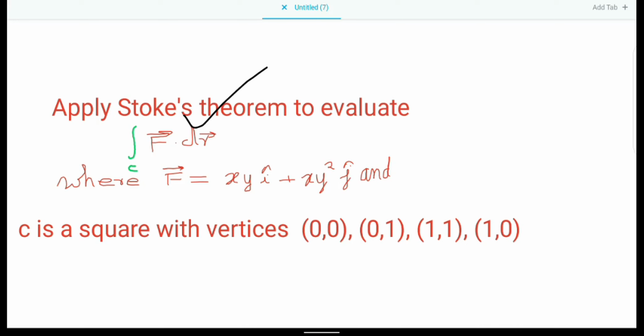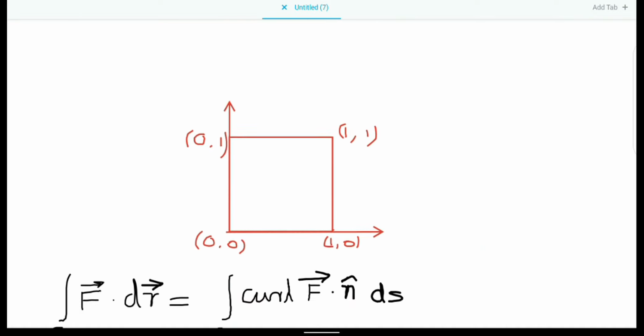Let's apply Stokes' theorem to evaluate the integral over closed curve F dot dr, where F is given to be xy i plus xy squared j, and the closed curve is the square with the vertices (0,0), (0,1), (1,1), (1,0). So we want to apply Stokes' theorem to evaluate this integral. Let's draw the closed curve, and so we have a closed curve.